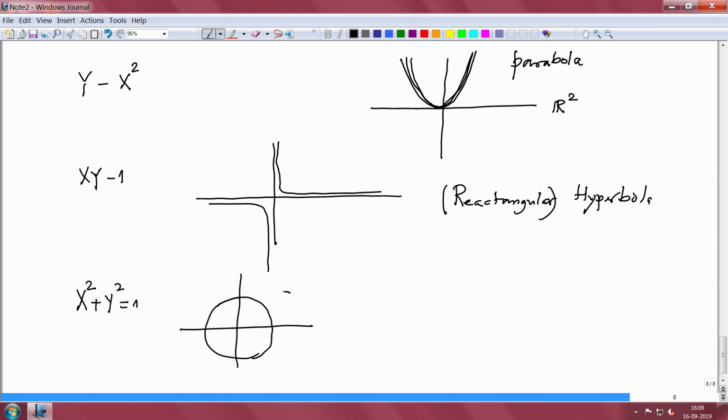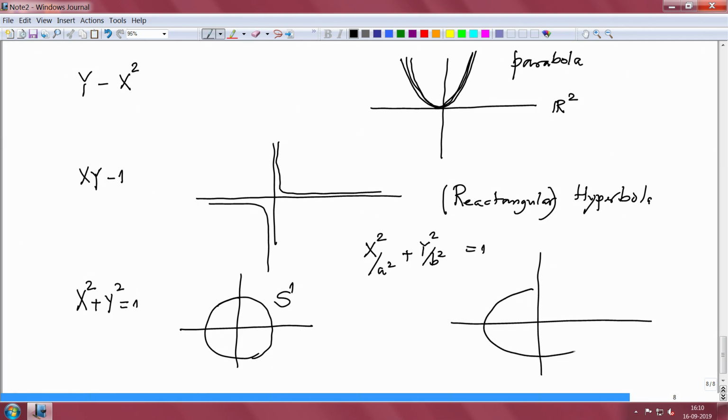This is a unit circle, usually denoted by S1. And in the other case, x square by a square plus y square by b square equal to 1. This is the same as a circle, but the axes are different. This is called an ellipse. The major and minor axes are A and B.